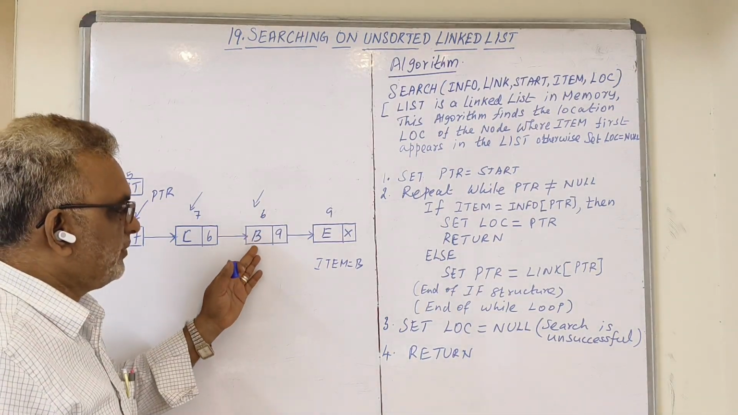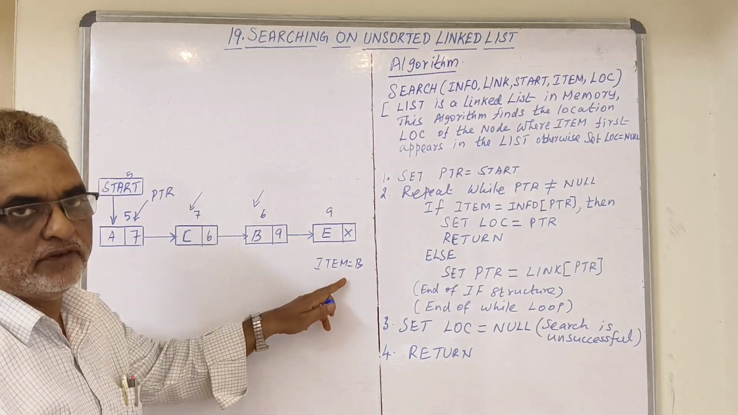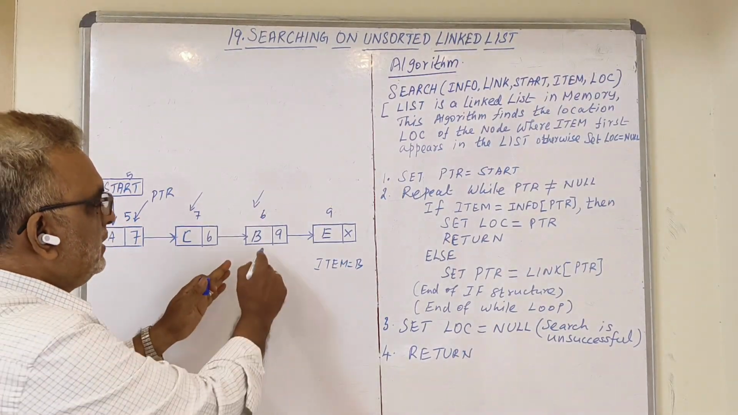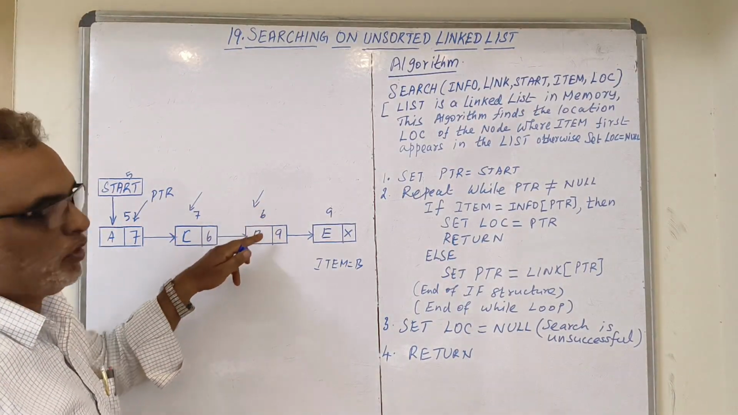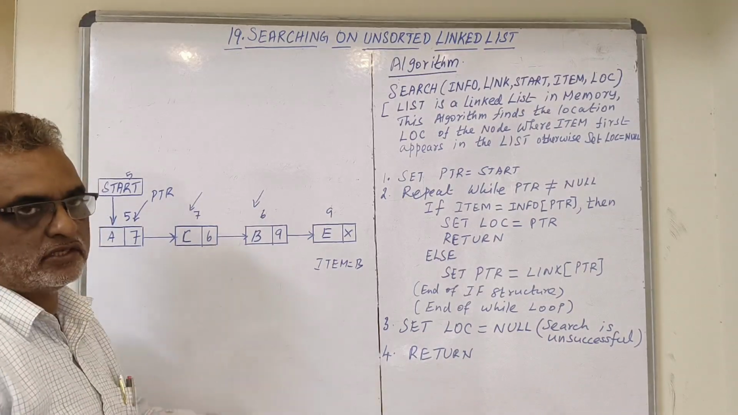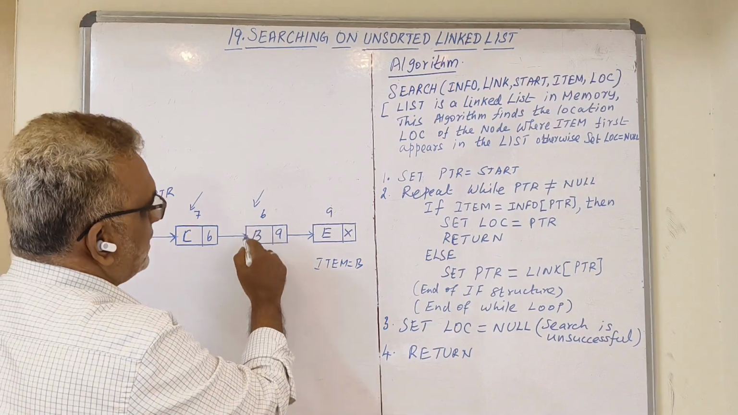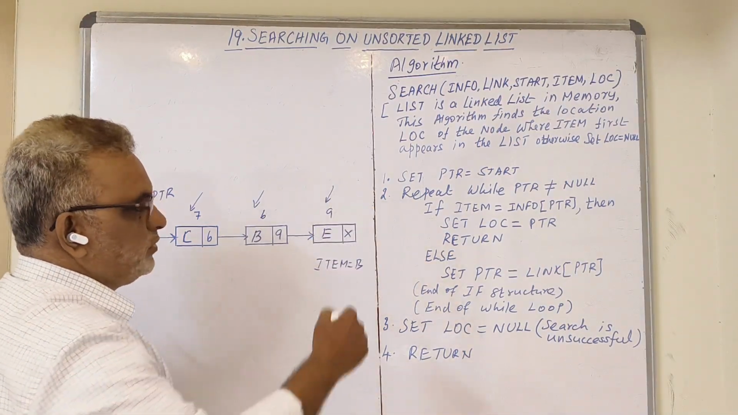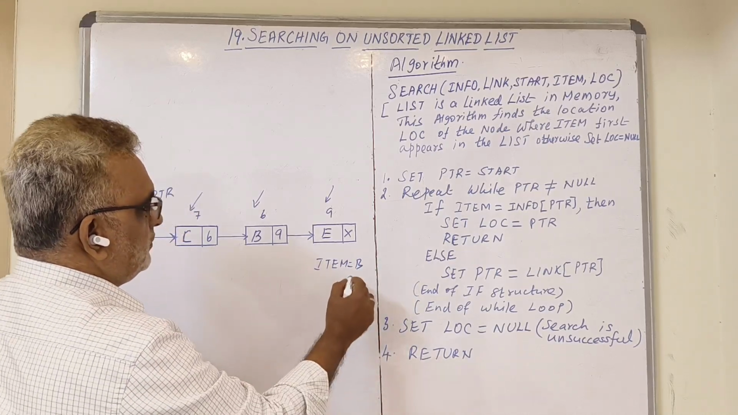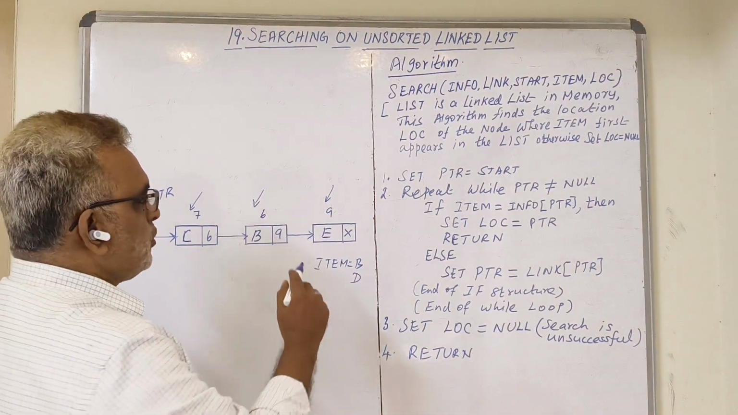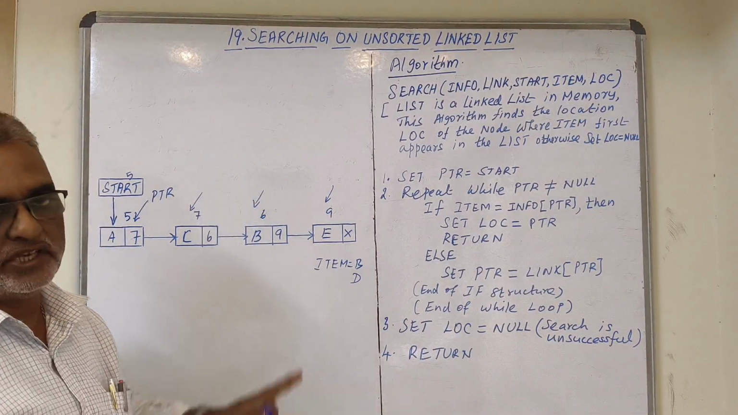Here we check whether the information part of this third node is equal to the given value. Both are equal. That being the case, we can stop the process and note down the location. So print the location and stop. If it is not equal, we have to move the pointer to the next location and check that. Let us consider the required item is D, which is not available. So automatically we store the null value in the location.